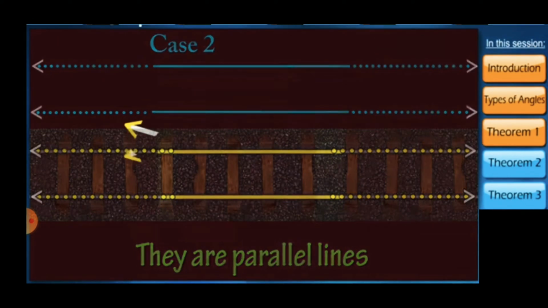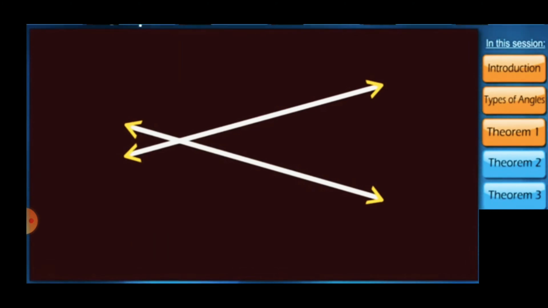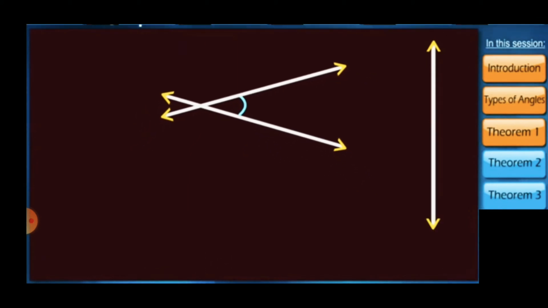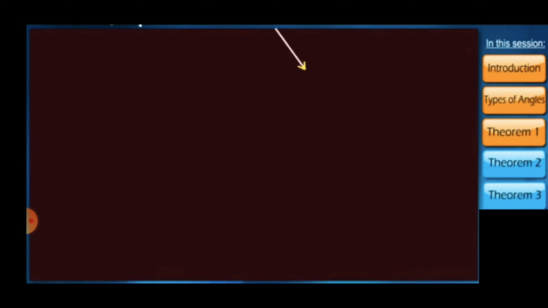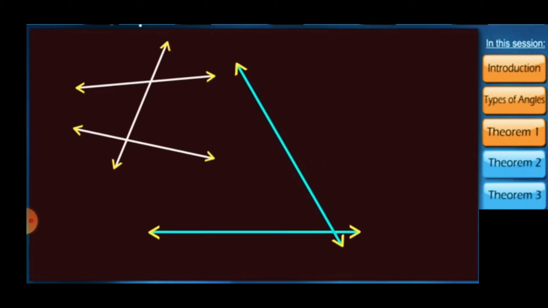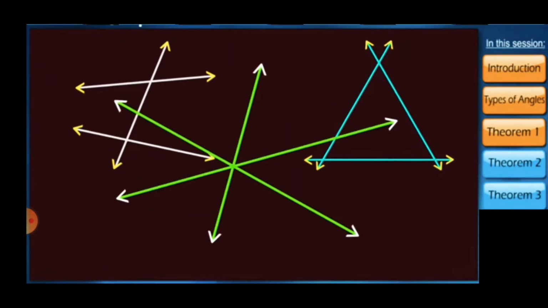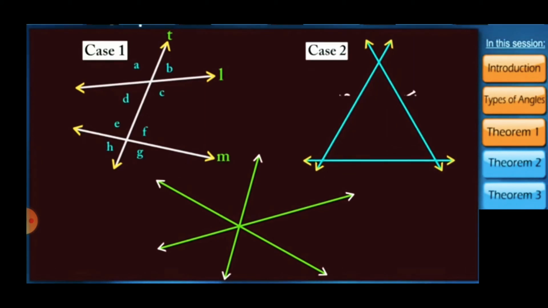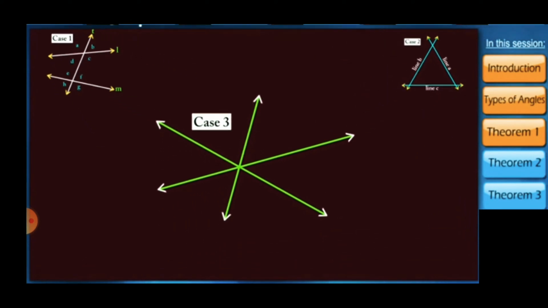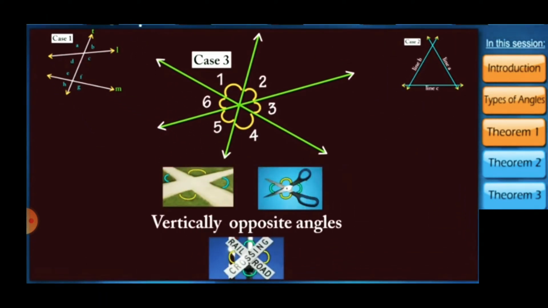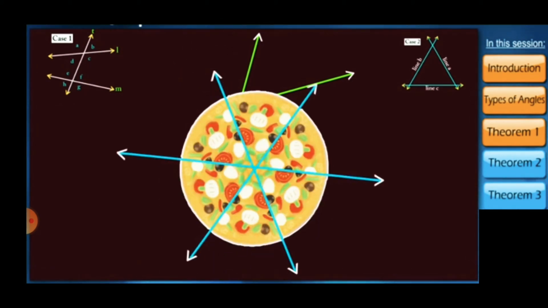So till now we have only two lines intersecting each other, forming one angle. What happens when we have three lines? How will they intersect with each other? Let's see what are the various permutations and combinations related to the various angles that are formed. Now, any of these three possibilities can occur. Well, in case 3, we have 6 angles formed, and this looks very similar to the vertically opposite angles that we just studied. And you can find these angles when you eat your next pizza.